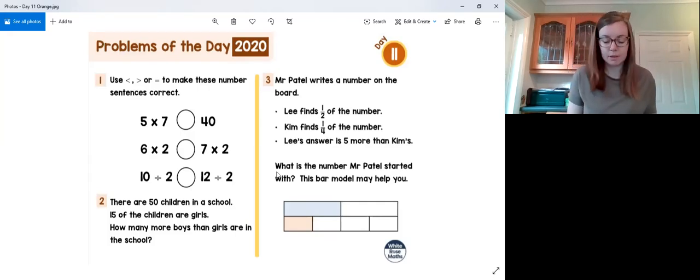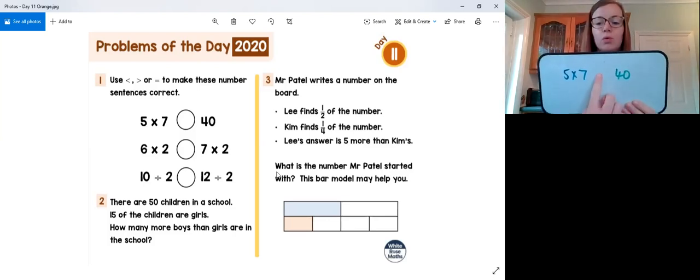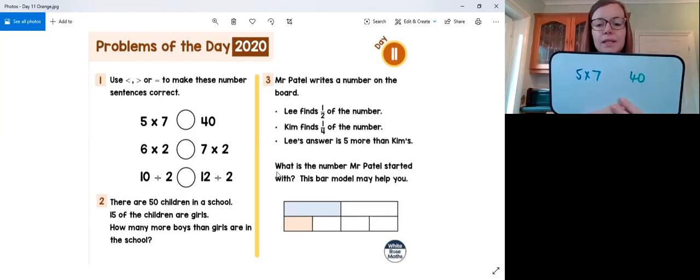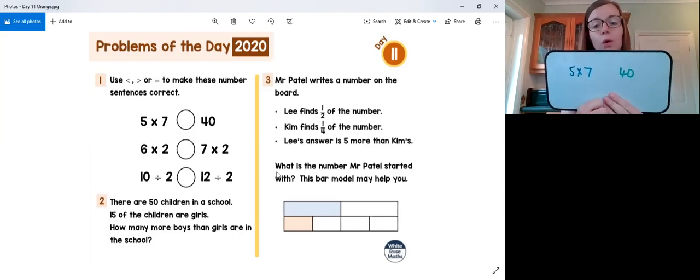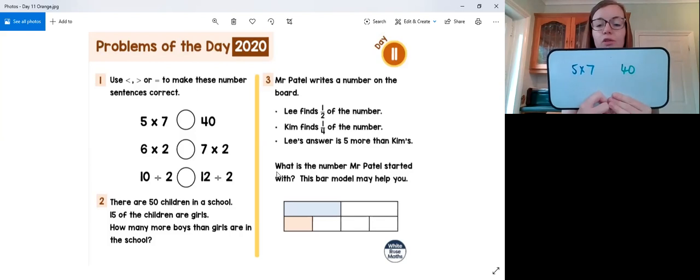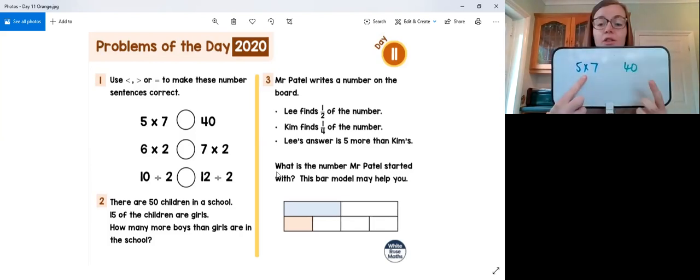So our first number sentence has 5 times 7 on one side. It has 40 on the other side. And we need to decide which symbol goes in the middle to make it true. If we put a less than symbol in, we need to say that 5 times 7 is smaller or less than 40. We put in a greater than, 5 times 7 should be bigger or greater than 40. And if we put in an equals, we know that means balance. So these should be the same.